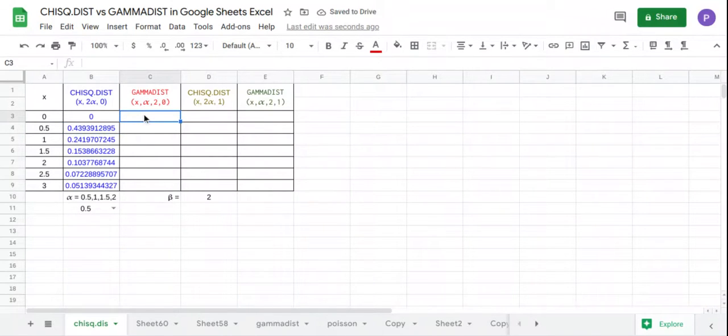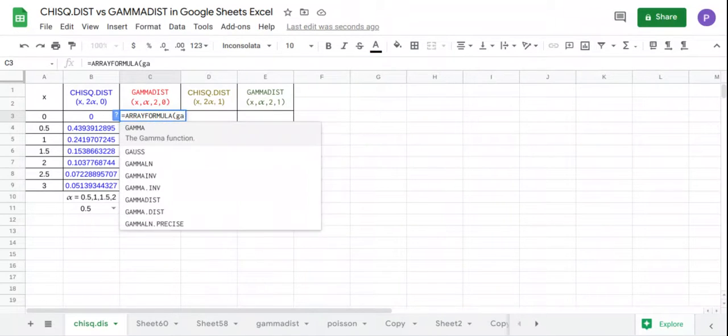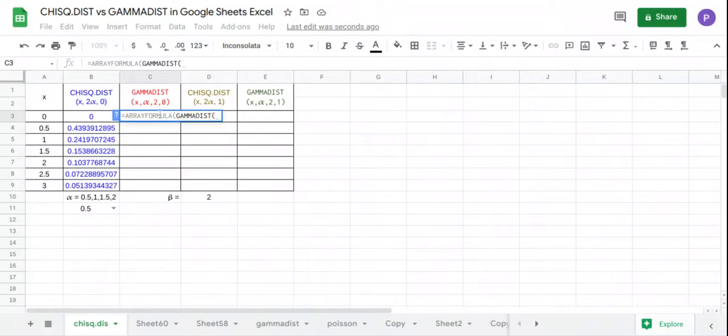And for the gamma probability, GAMMA.DIST, array formula, GAMMA.DIST of the x values, comma, alpha, comma, and our beta is 2, comma, 0, because this is the probability density function.